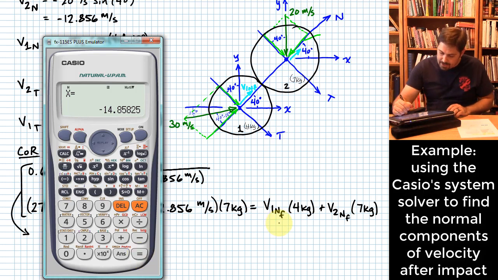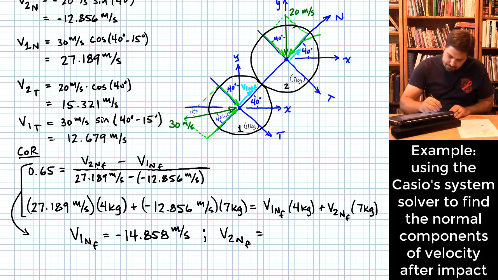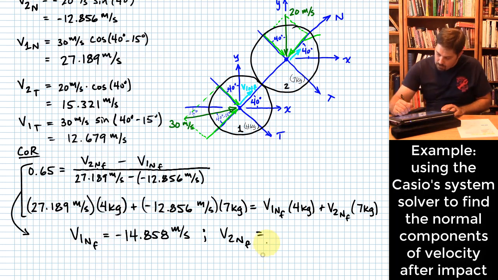So V1NF gives me -14.858. The units on that are going to be in meters per second. Let me get the other one up here. The other one is V2NF, and it's going to be 11.171 meters per second.